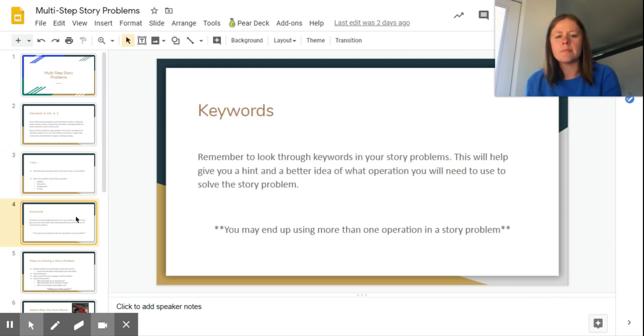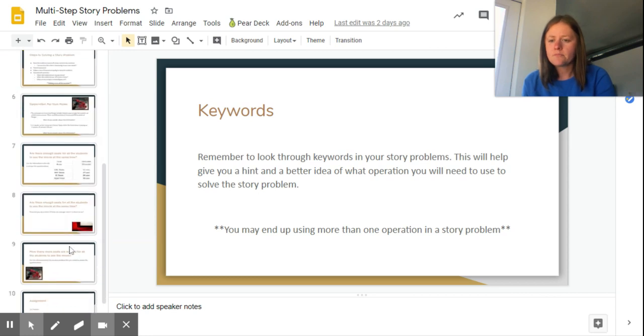So something that I've talked a lot about is keywords. And so on here it says just to remember to look through keywords in your story problems. This will help give you a hint and a better idea of what operation you will need to use to solve a story problem. And like I said, you may end up using more than one operation in a story problem, but you may not. So the important thing is I put up online on our Google Classroom, there's a resource page that says resource on it, and you can click on that and it'll give you keywords that are for each operation. And so that'll help you determine which operation you should be using, okay?